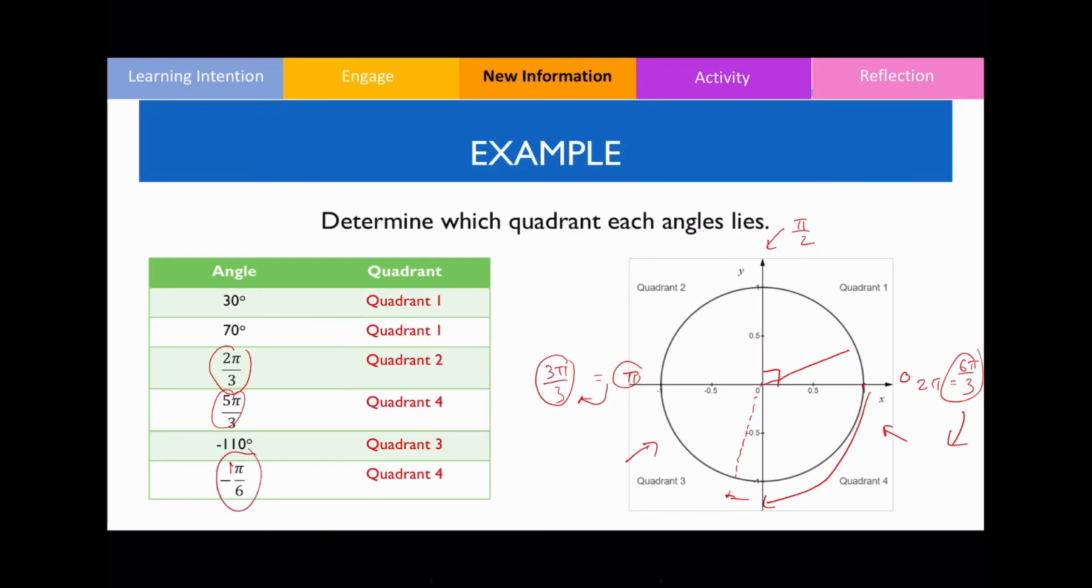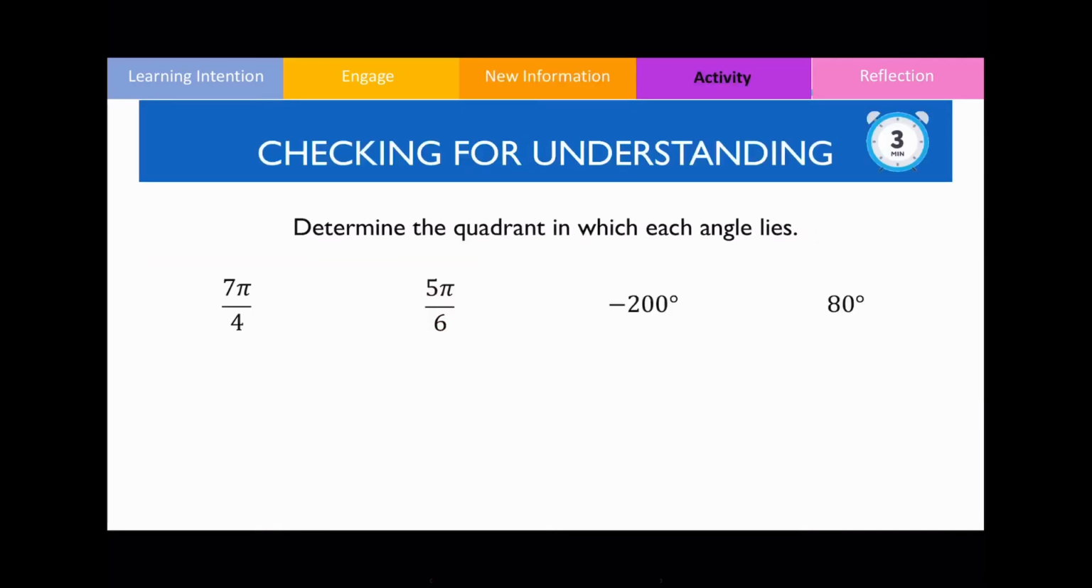But notice that for each of these examples here, the ones that are expressed in radians, it'd be a lot easier if we knew how to convert this into degrees and then identify which quadrant it lies in. But for now, what I'm going to ask you to do is please have a go at answering these 4 questions over here. Give yourself 5 minutes or so to answer these questions, and then we'll compare our answers together.